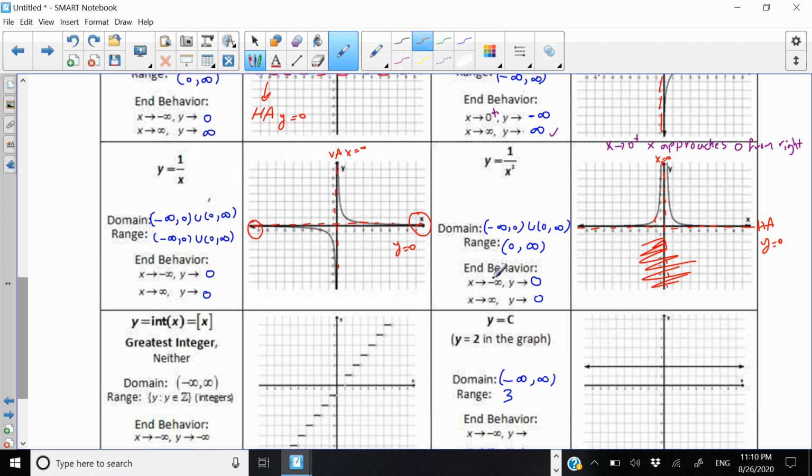Then, what is happening to my end behavior? When x is going to positive infinity, that means on this side, x is increasing, continuing to go to infinity. What is happening to y? Similar to here, it's getting close to 0. So I say y gets close to 0. On the other side, again, we have the same story. X goes to negative infinity, but y goes to 0.